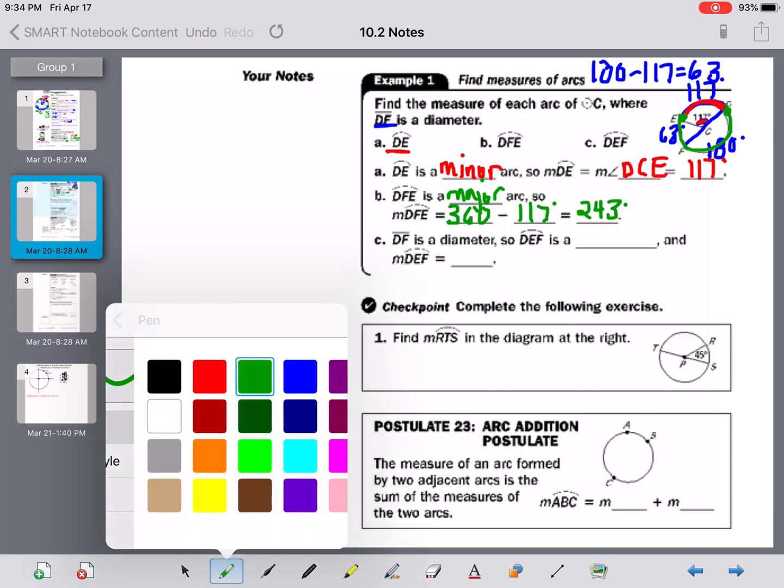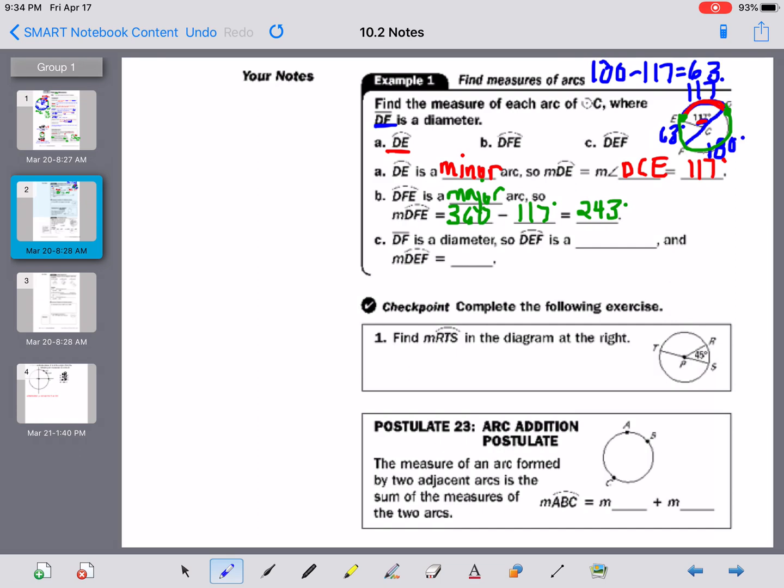And the last and final arc they asked me about on this circle is arc DEF. Notice DEF has the same letters as DFE, but because they're in a different order, I have a different arc that I'm talking about. So again, follow that dot to dot. If I go to D, then to E, then to F, I realize I've done half my circle. So that is definitely a semicircle. And we know all semicircles are exactly 180 degrees.